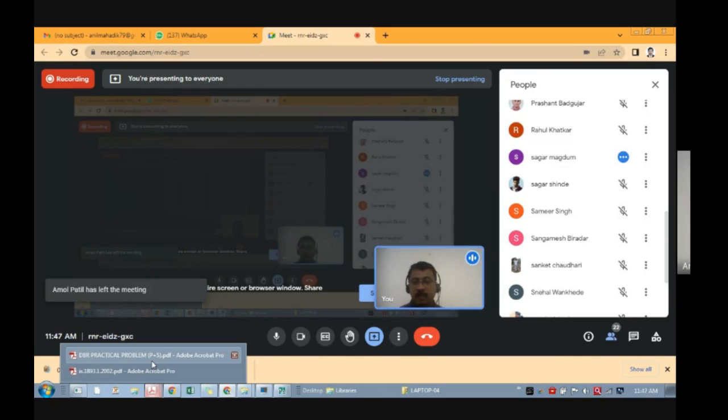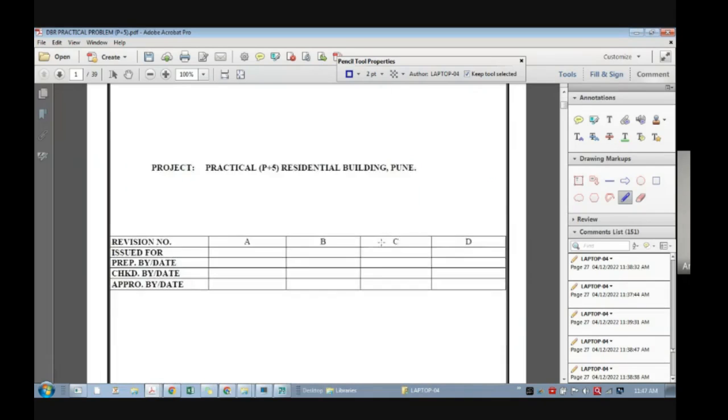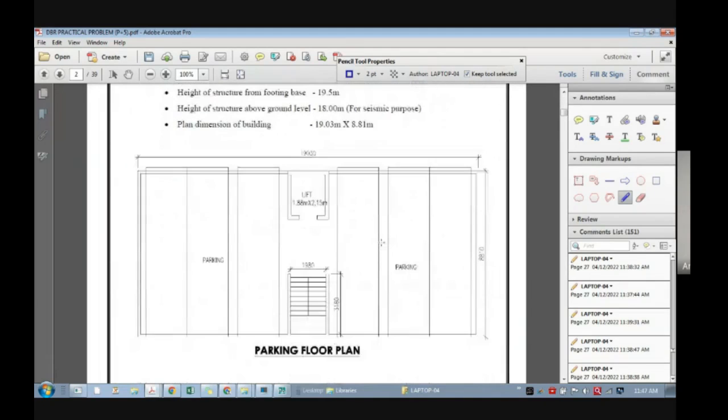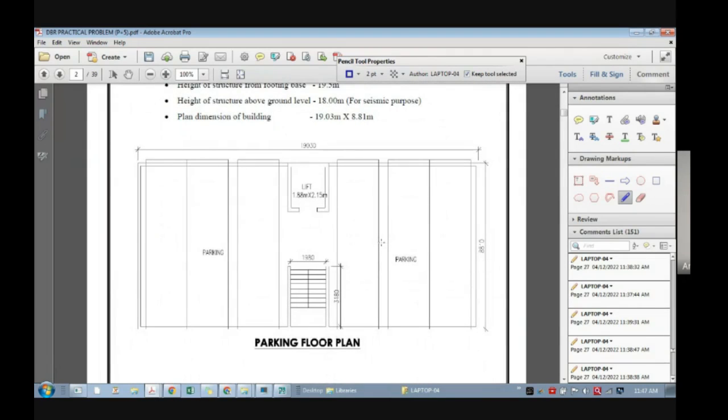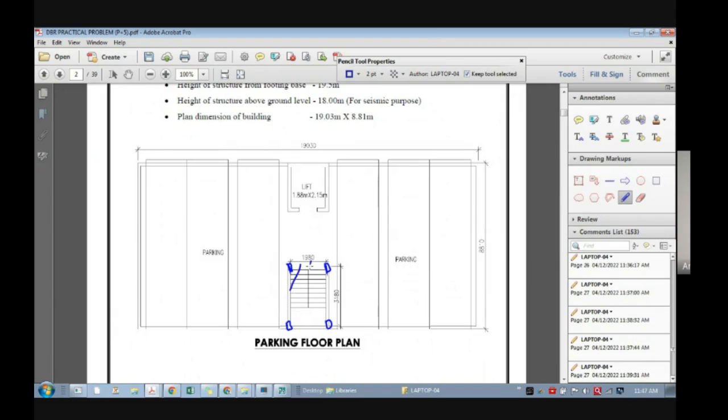Yes. In this it is not mentioned, but I will say you should mention the water tank location. For example, if this is your plan, then please mention. You can hatch this portion and write overhead water tank. So this is your water tank location.